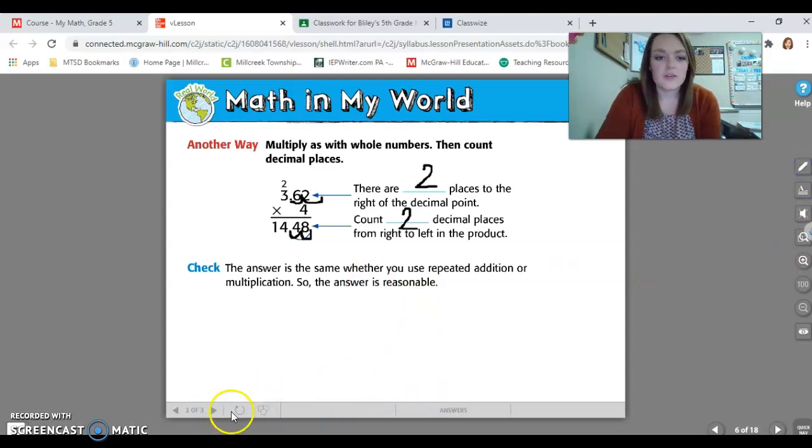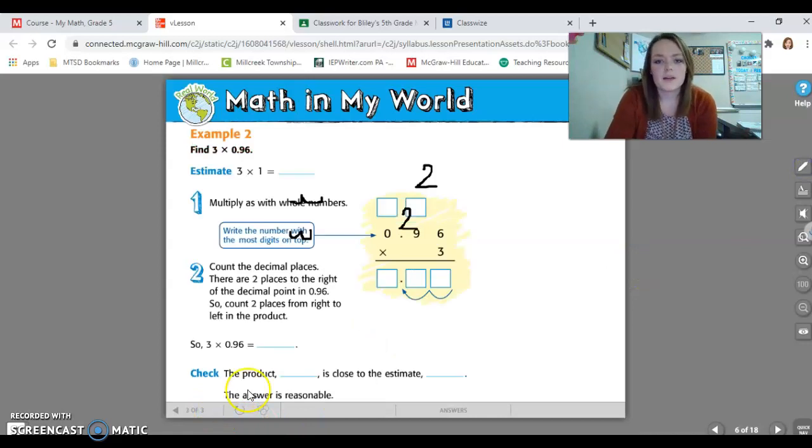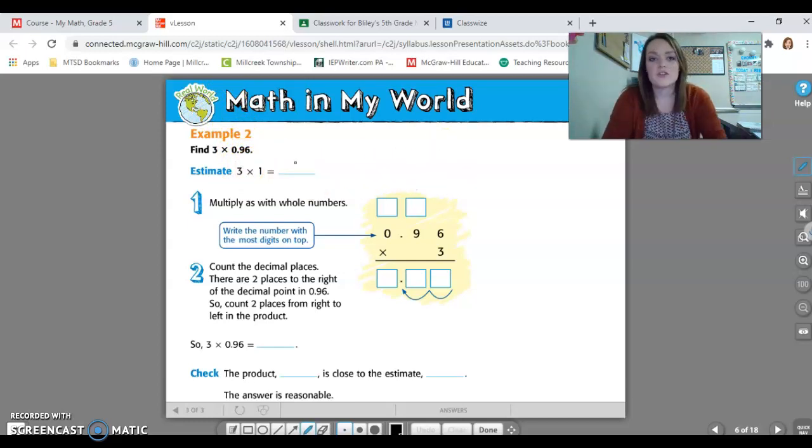If it sounds a little confusing, it's okay. We will practice some and figure it out. So let's look at example 2. Of course, we are going to estimate to check for reasonableness or to check our answer.